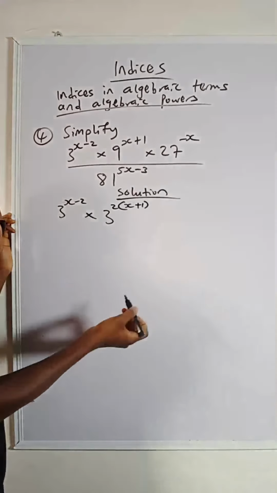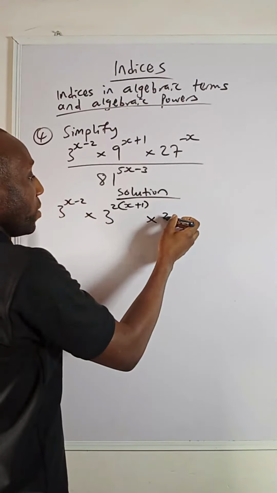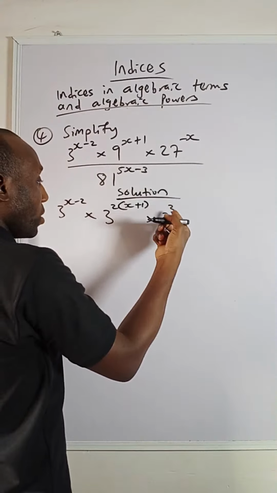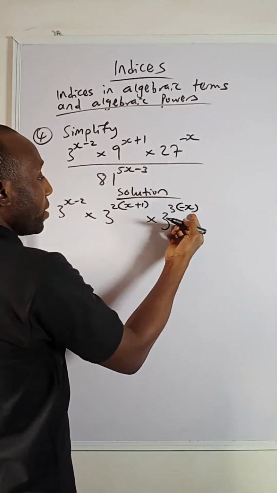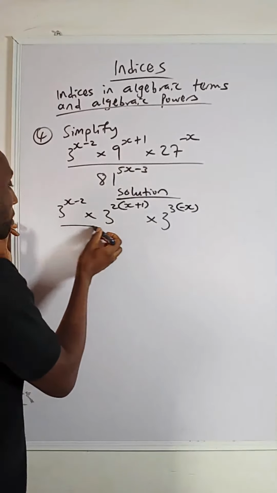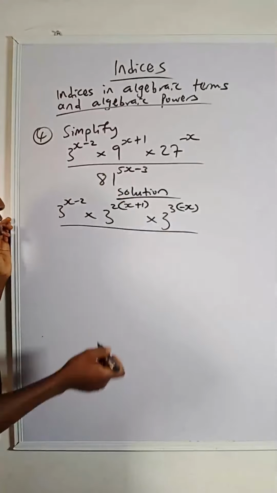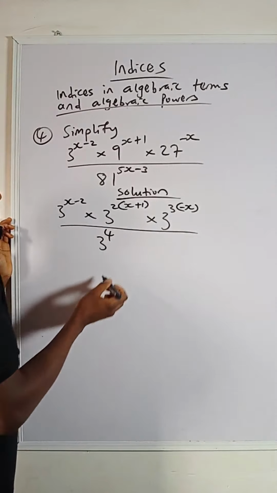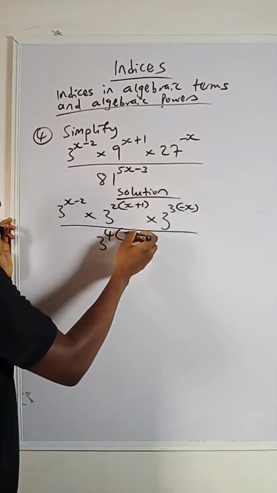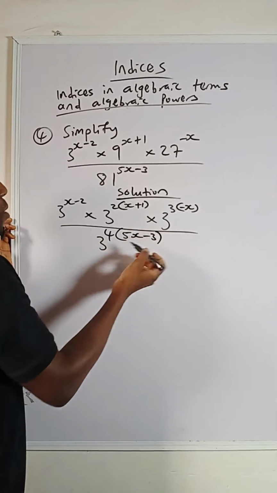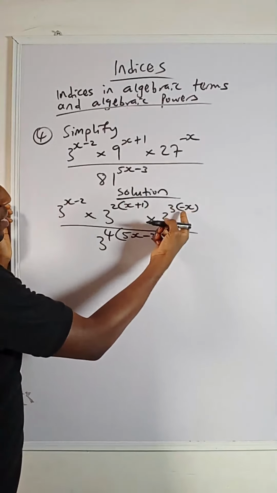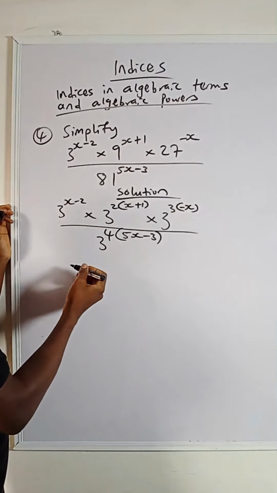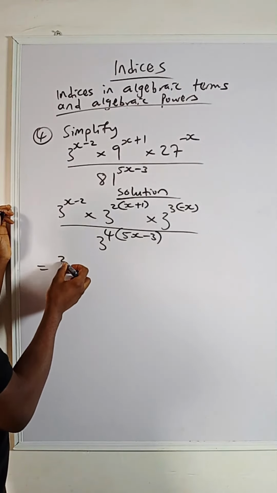See that? It's interesting. Then what about this one? 3 raised to the power 3, because 3 times 3 times 3 is 27. So minus x. You multiply the both exponents. So all divided by 81 is 3 raised to the power 4. Then you are multiplying 4 by 5x minus 3. Okay, let's simplify the exponent first before we go to the next level.